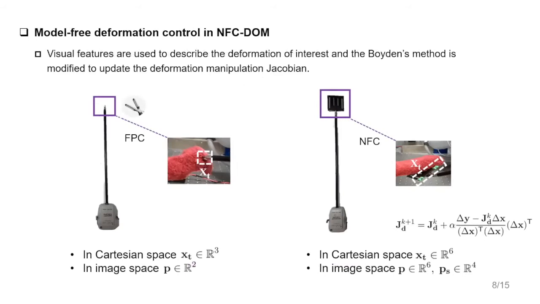For deformation control, the virtual feature is used to describe the deformation we are interested in, and the geometric potence method is modified to update the deformation manipulation Jacobian. Conventionally, when manipulating the object, one uses a commercial instrument like a forceps to grasp it. But in the experiment, we use a 3D printed plastic plan to manipulate the object, which means that the contact can slide or vary in the process.